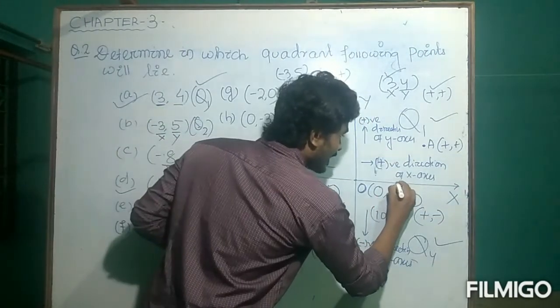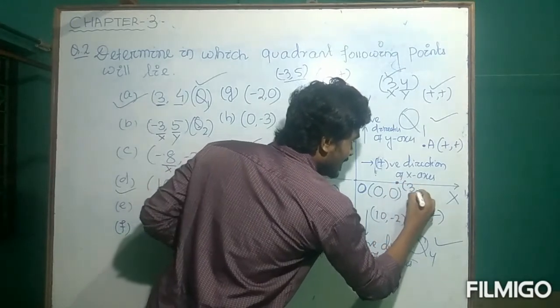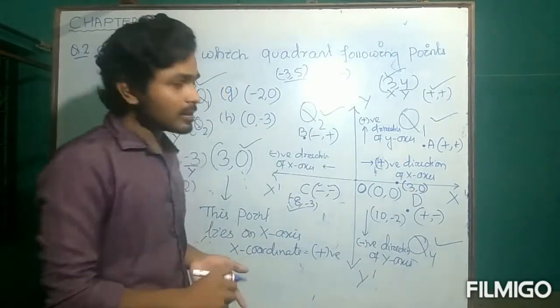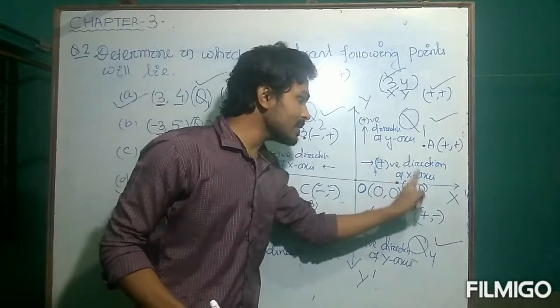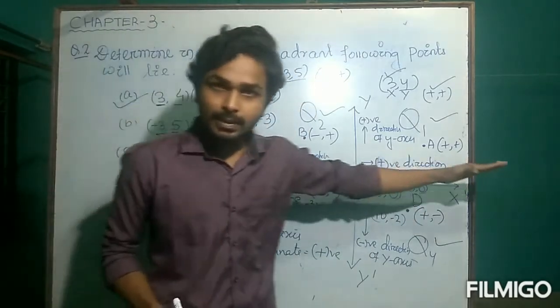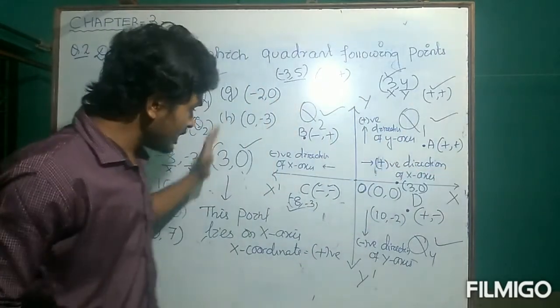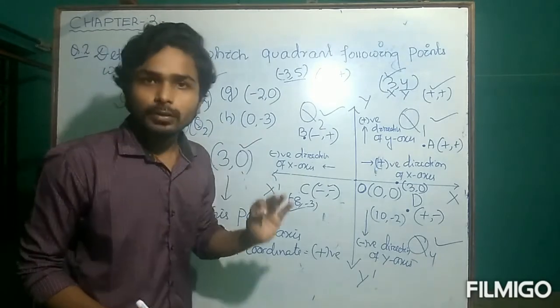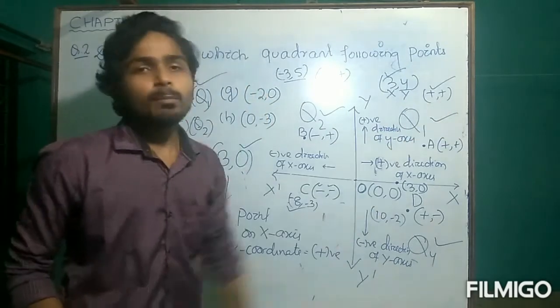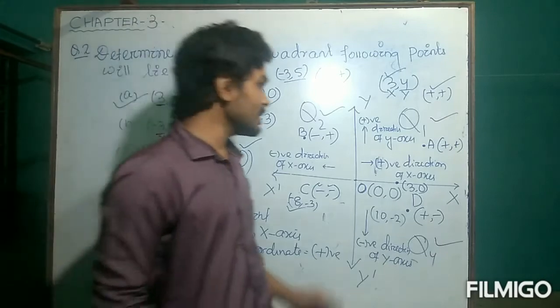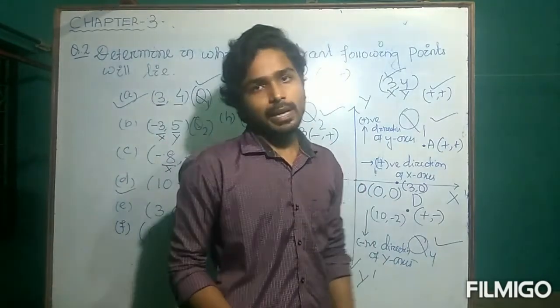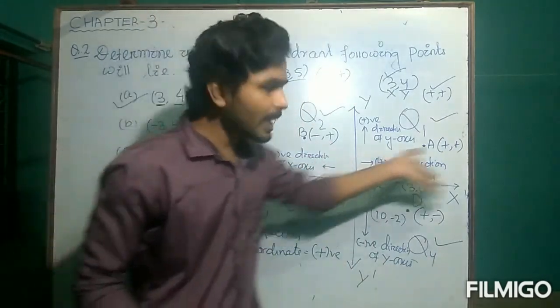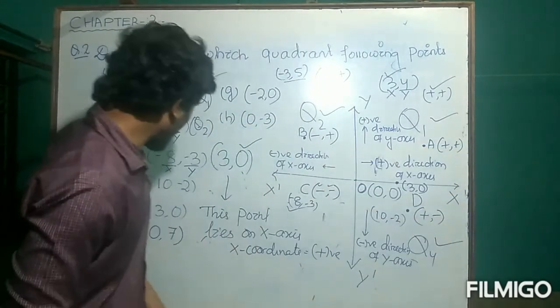Suppose here (3, 0). Understood? Since its y coordinate is 0, that means it will lie on the x axis, and since its x coordinate has a positive value, it should lie on the positive direction of the x axis, that is towards the right hand side direction.